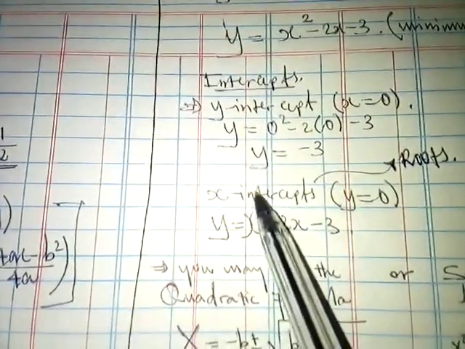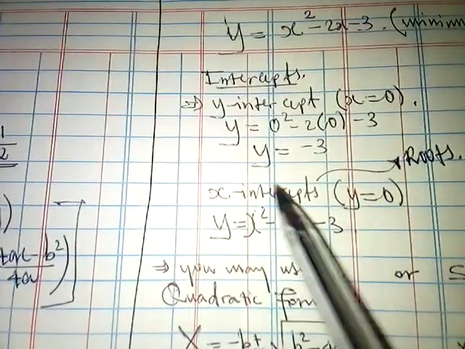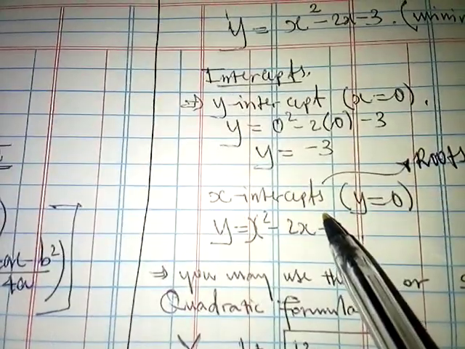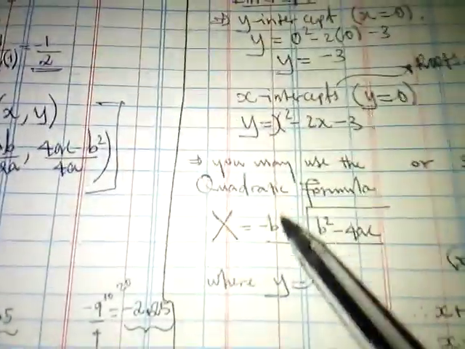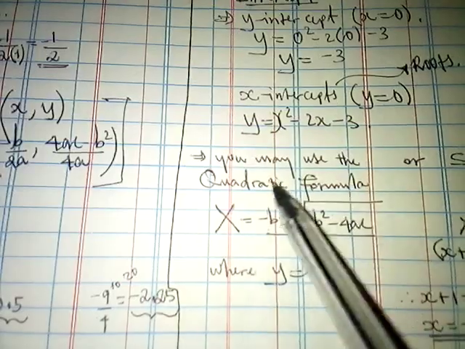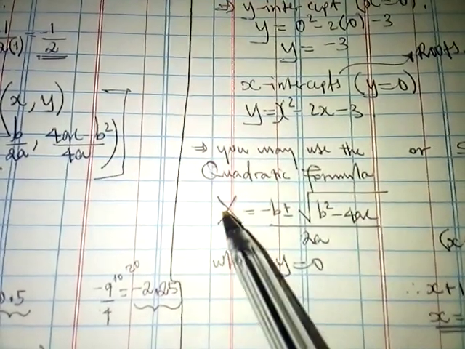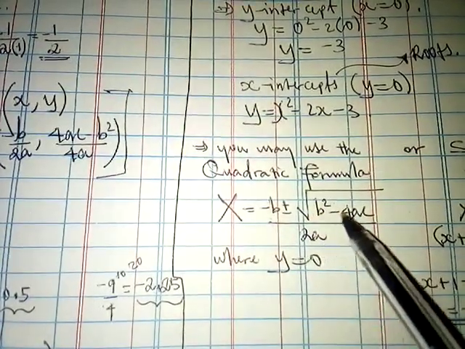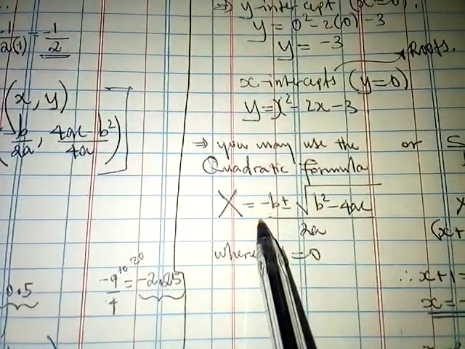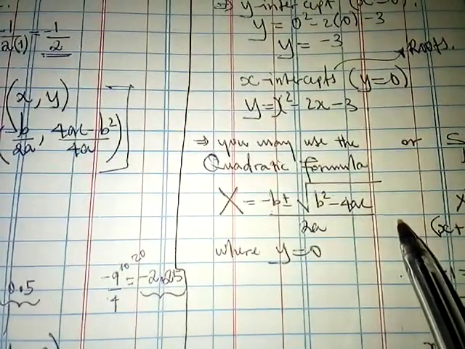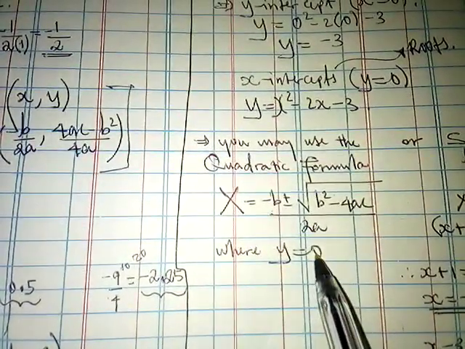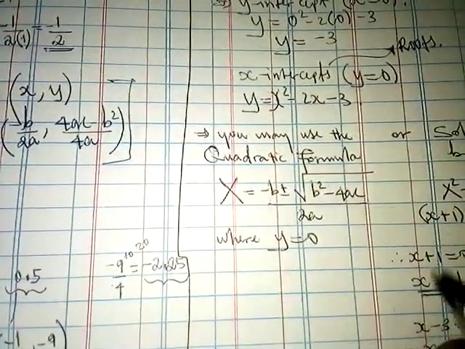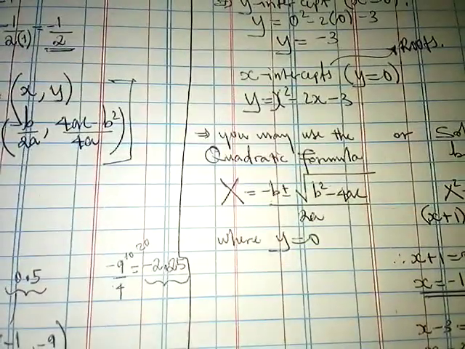Now, there are two ways in which you can determine your x-intercepts. There are two ways in which you can determine your roots this time. If you want, you may use the quadratic formula, which is x is equal to negative b plus or minus the square root of b squared minus 4ac, and take note, the whole of this thing should be over 2a, where y is equal to 0. That is, when you are determining your x-intercepts here.